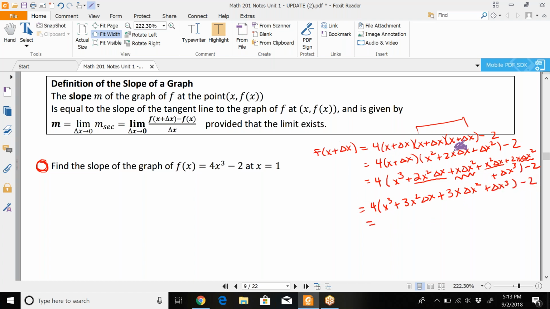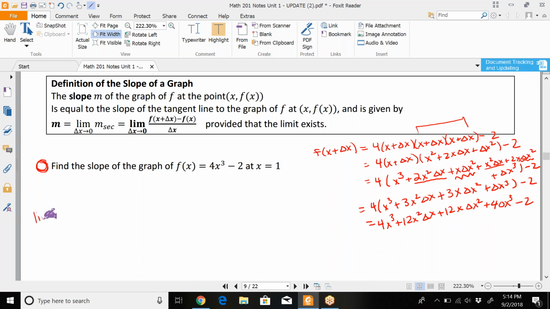So see, this one's really hard because this is all being cubed out, and it's a lot of steps. So we distribute the 4, and that will be it for that first part. And that's going to make all those 3's 12's. And then that'll be 4 delta x cubed. And then remember, that's just a minus 2. It was not in the parentheses. So notice that's just the top.